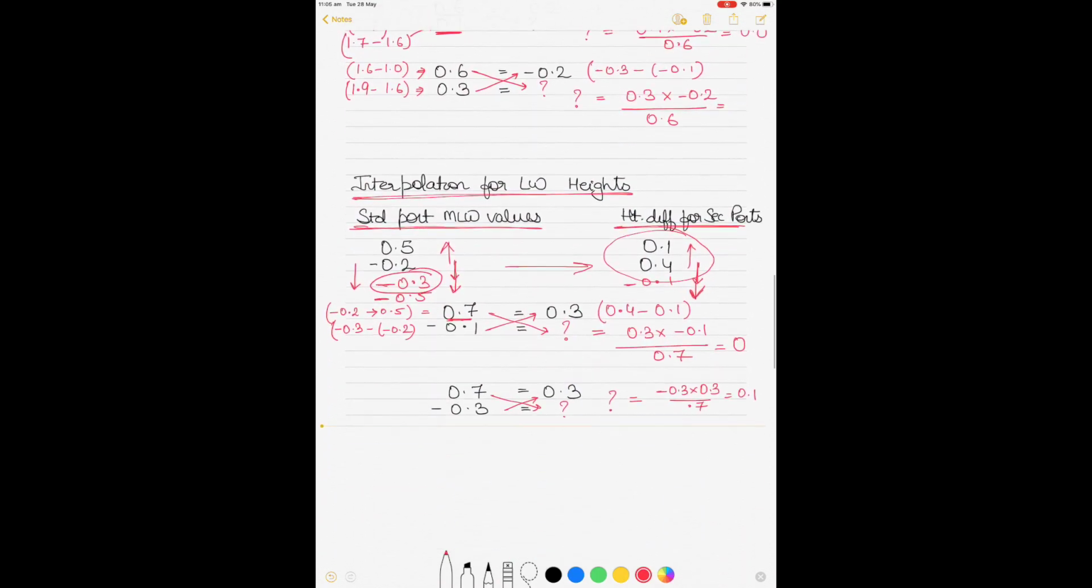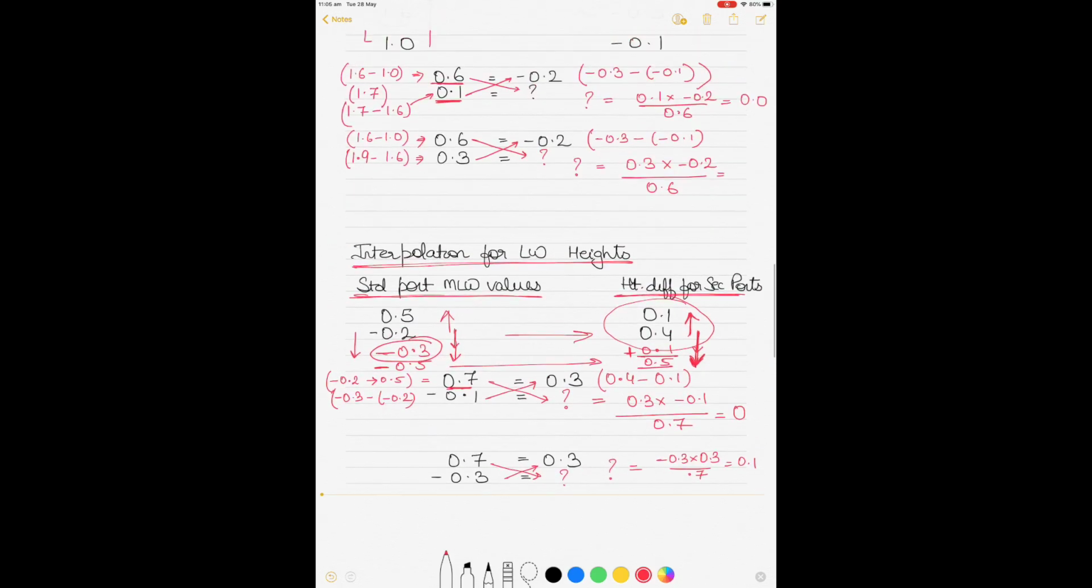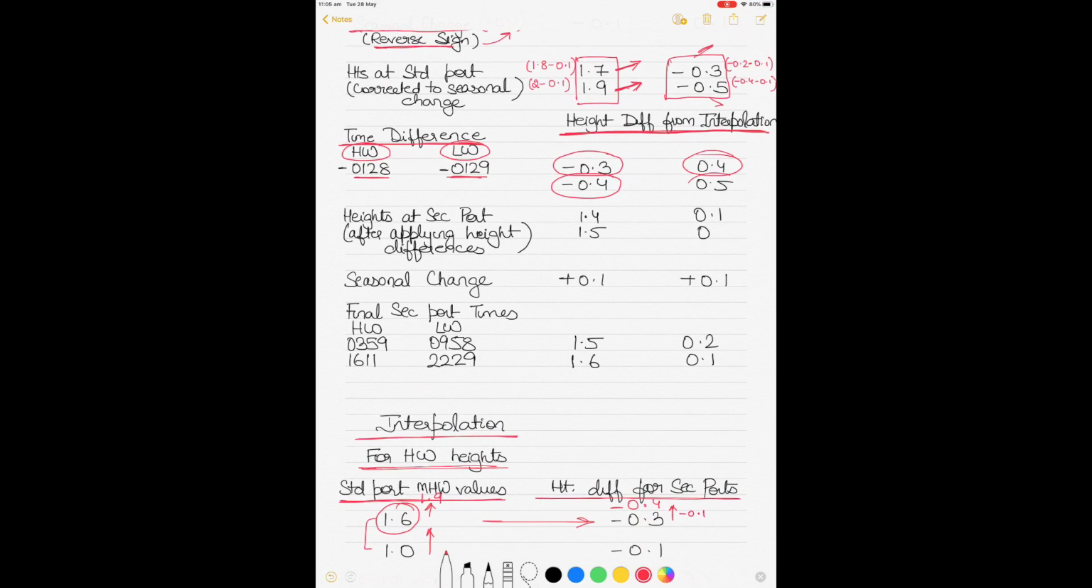or rather sorry, it will increase. It will increase because it's decreasing above, so it will increase. My apologies, it will increase because it's decreasing as we go up, but we are going down, right? So it will increase, which will make it 0.5 against minus 0.5. Therefore my correction here is 0.5. So that's how I did the interpolation.